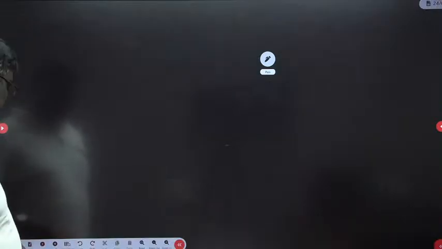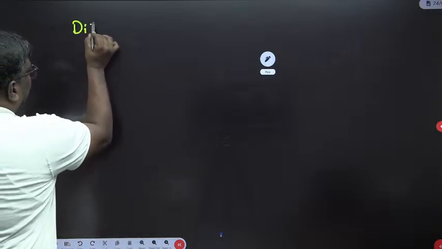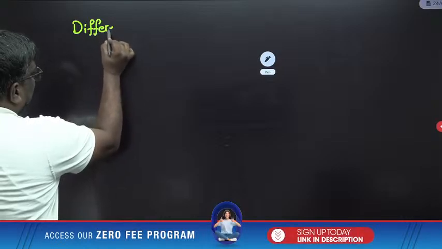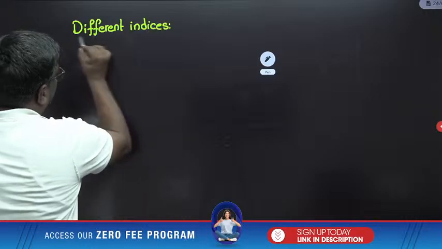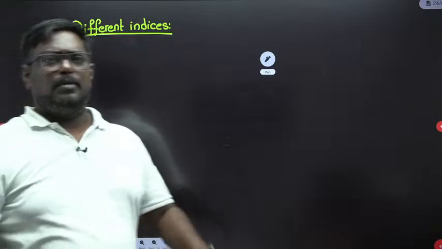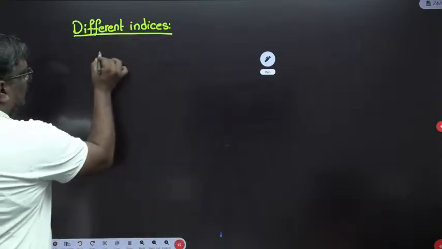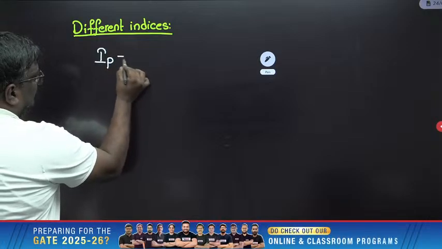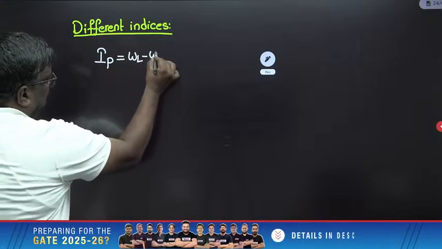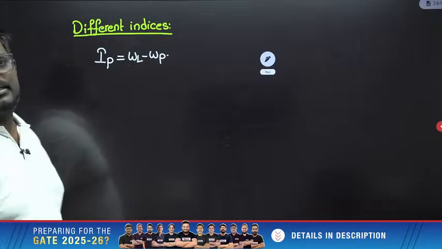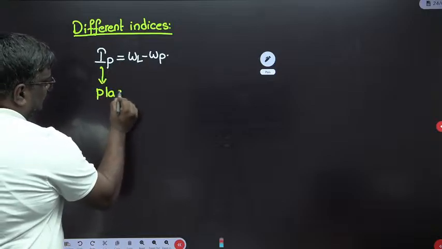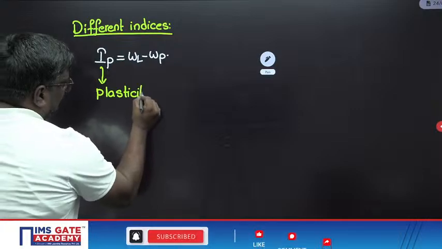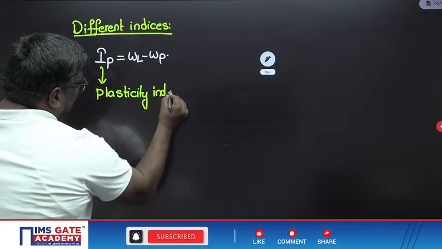Now, similarly, we have different indices. This is also very important. In soil classification, these indices will be helpful. Now, see, students, what is the plasticity index? We call it IP. IP is the plasticity index, the difference between liquid limit and plastic limit. So IP is nothing but the plasticity index.